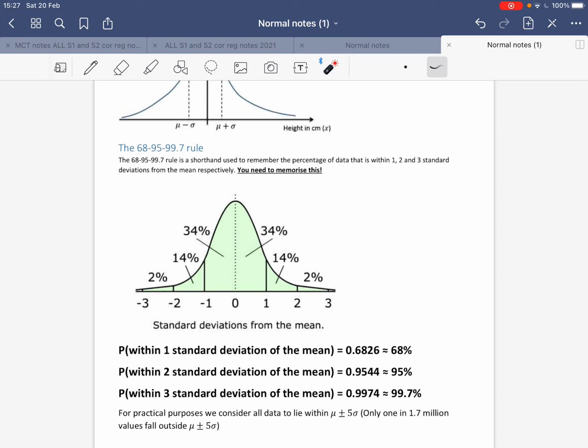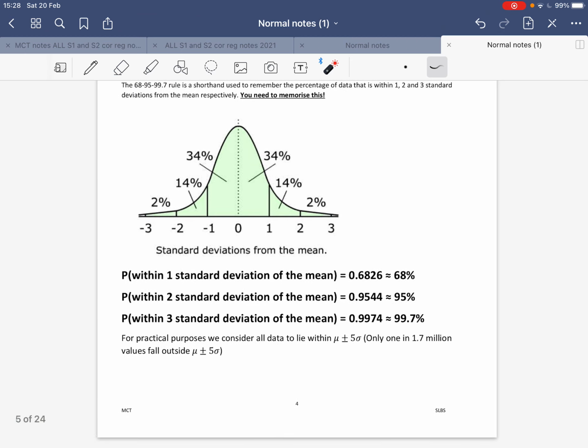That's the 68 part. Now within 2 standard deviations of the mean, that's 2 above and 2 below. You've got 34 plus 14, okay, above, which gives me 48. You've got 48 below, which gives us, well, it's approximately that. That gives us 99. Here we go. Within 1 standard deviation of the mean is about 68%. Within 2 standard deviations of the mean, these have been rounded, about 95%. And within 3 standard deviations of the mean, we're looking at almost all the data, 99.7% of it. So those are the key ones to remember: 68, 95, 99.7.